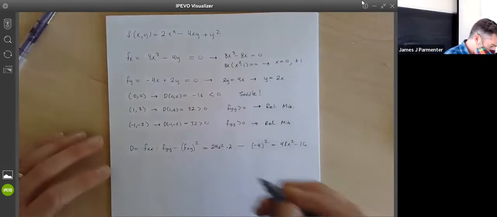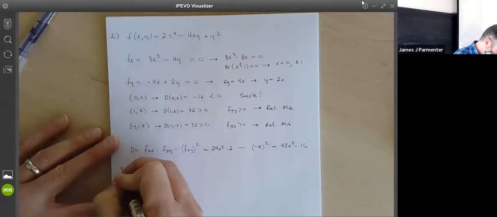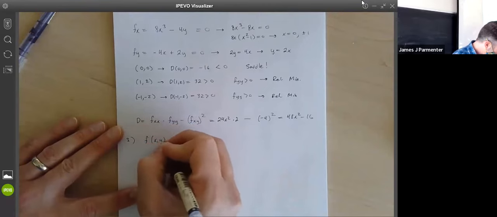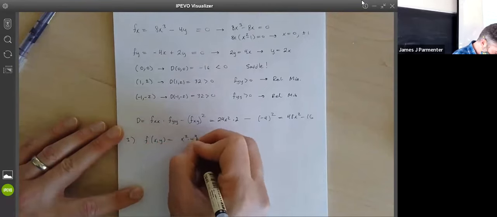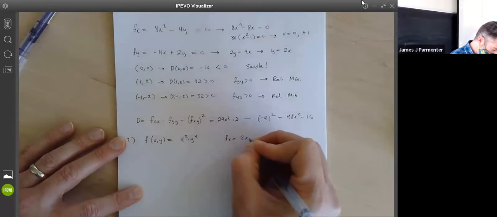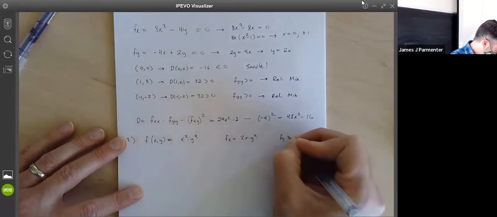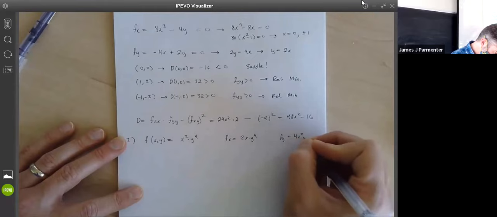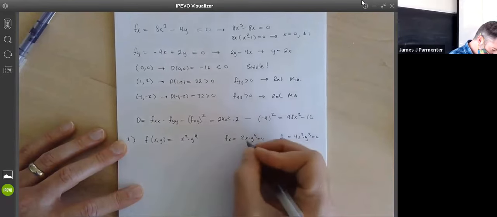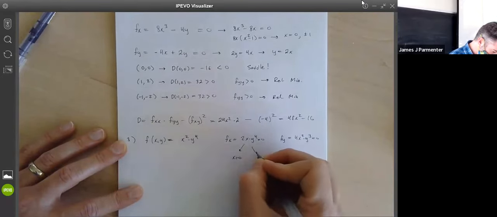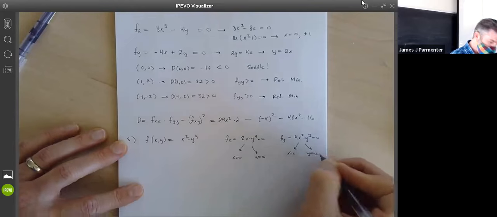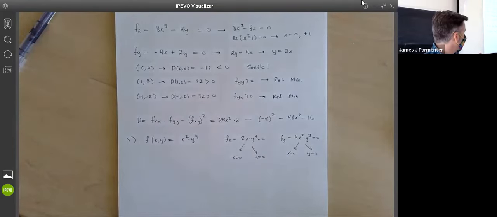Let's look at another example. So let's say our function is x squared times y to the fourth. So our f_x is 2x times y to the fourth. f_y is 4x squared times y cubed. And if we set this equal to 0, we get either x equal to 0 or y equal to 0. Setting this equal to 0, we get the same thing. So it is, in fact, true that (0, 0) is a critical point here.